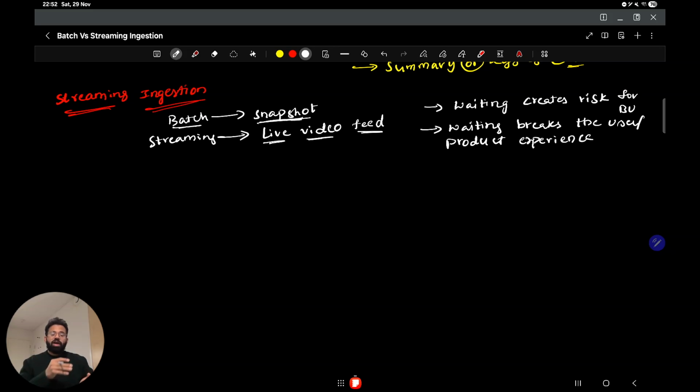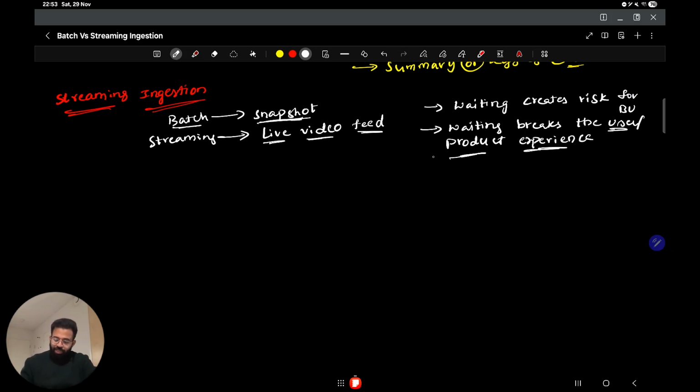Because if you have ordered the food, you would want to know where your order is, your order status, how far the order has reached your home, and in how many more minutes you will be receiving your order. So you would want to know all these details, right? But if all this data is getting updated once in a day, it basically breaks the user or product experience. And that's when streaming becomes necessary. That's when you don't want to use batch ingestion. That's when you want to use streaming ingestion, right?